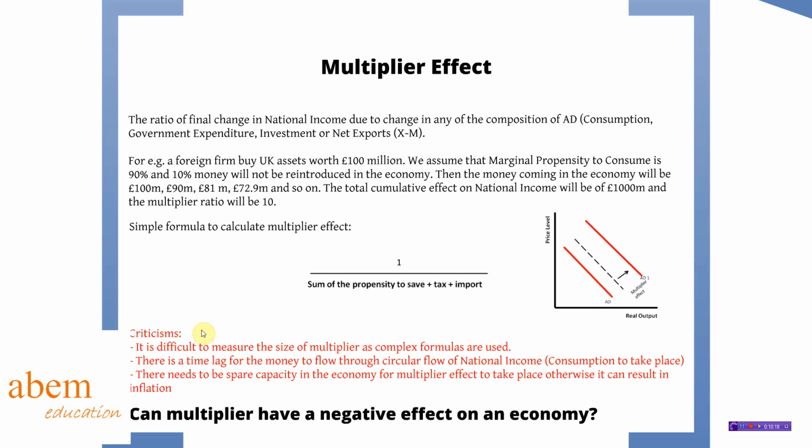Then there is a time lag for the national income to flow from one person to the other, because if someone receives an income, they will not spend it on the same day. It takes time for that expenditure to become someone else's income. Then, for the multiplier to take proper effect, there needs to be spare capacity in the economy. Why? Because we are demanding more goods, and if there is no spare capacity, then instead of the output increasing, it will only result in the price level going up, causing inflation.